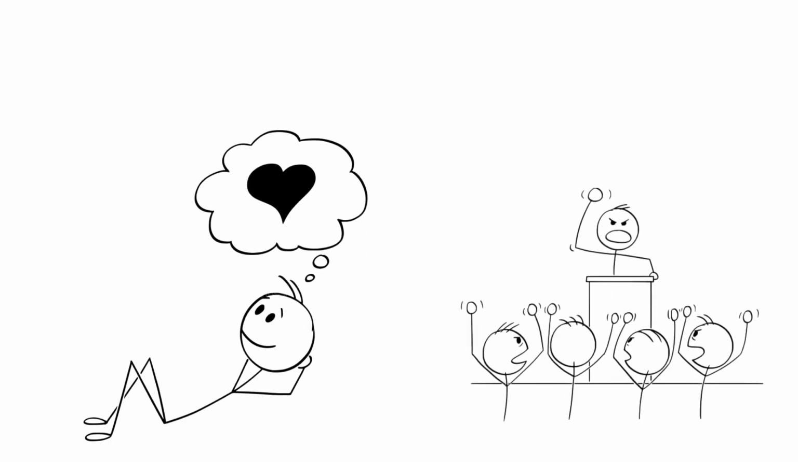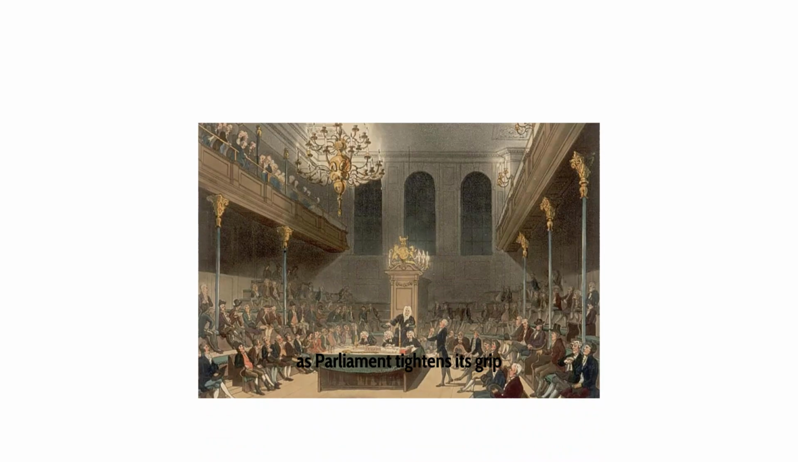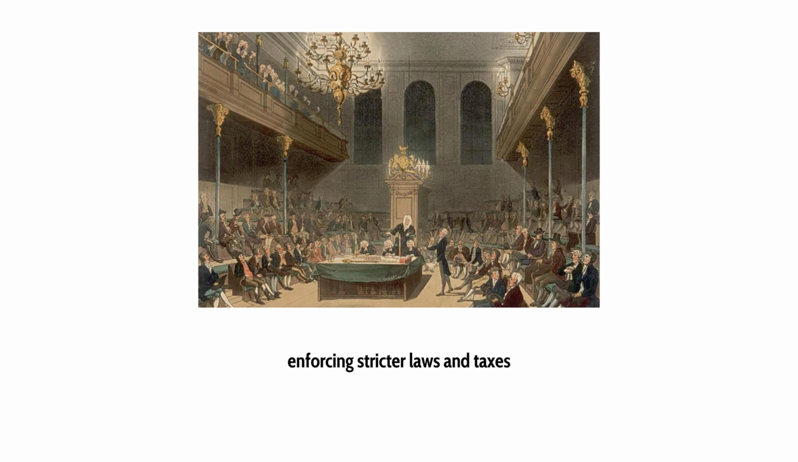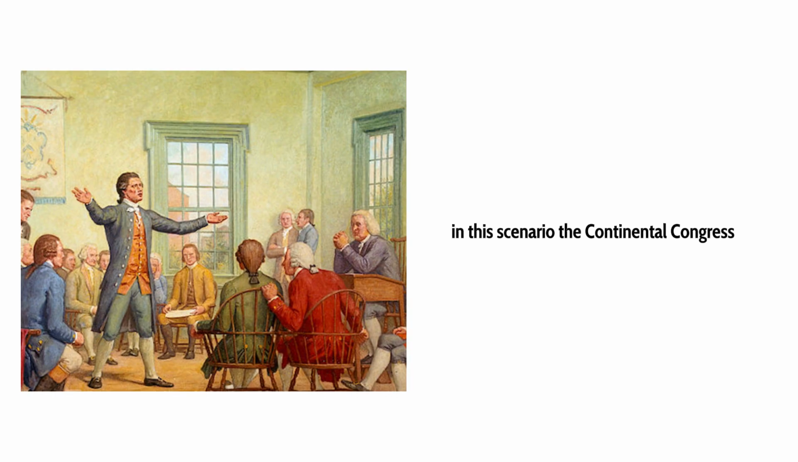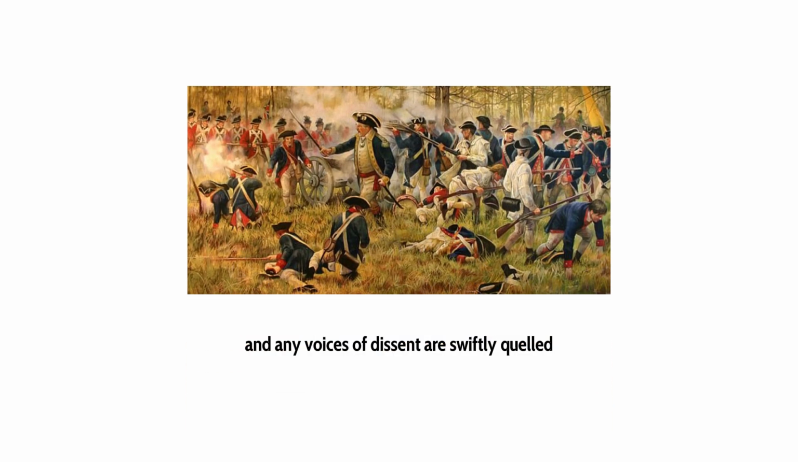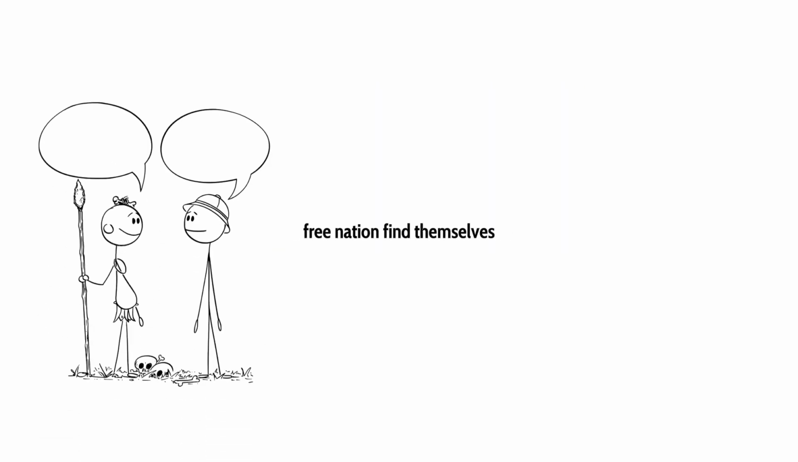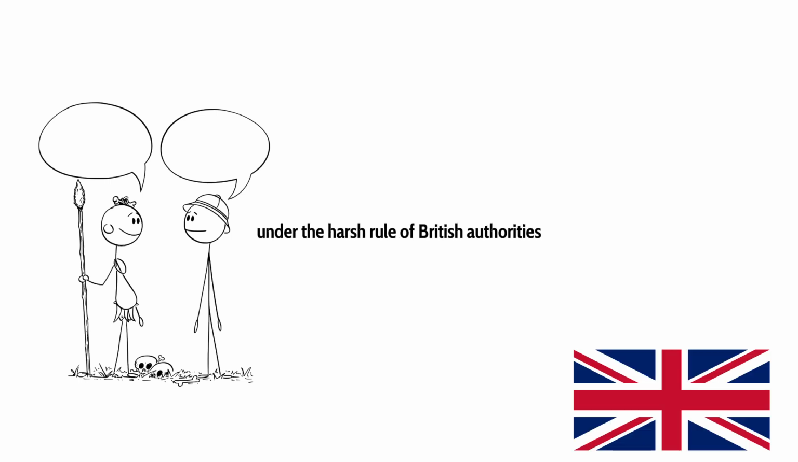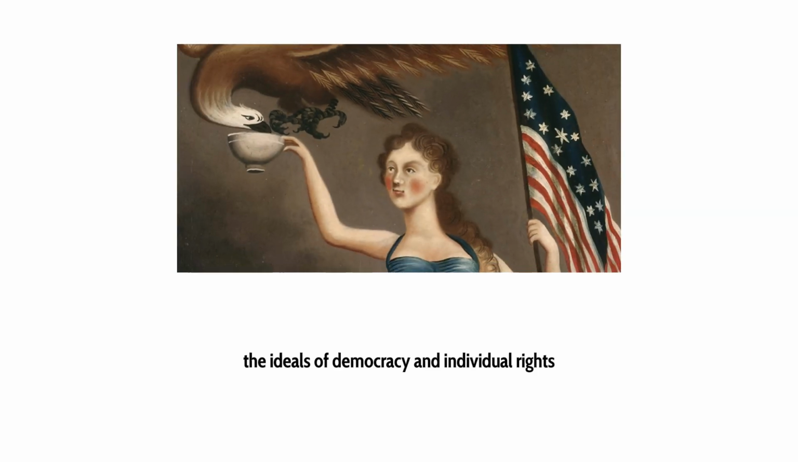The dream of self-governance slips further away as Parliament tightens its grip, enforcing stricter laws and taxes, leading to widespread unrest and discontent. In this scenario, the Continental Congress becomes a puppet of British interests. The call for independence is silenced, and any voices of dissent are swiftly quelled. Colonists who once envisioned a free nation find themselves under the harsh rule of British authorities. The ideals of democracy and individual rights become relics of a lost dream.